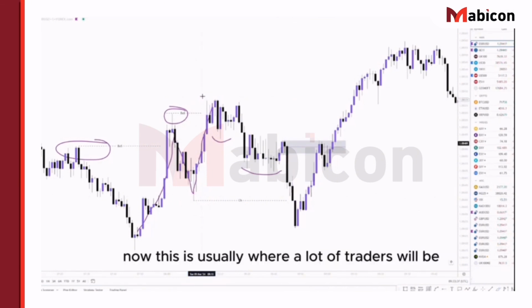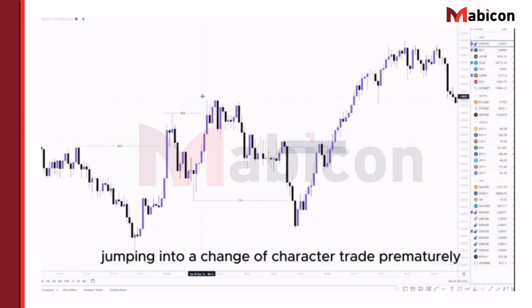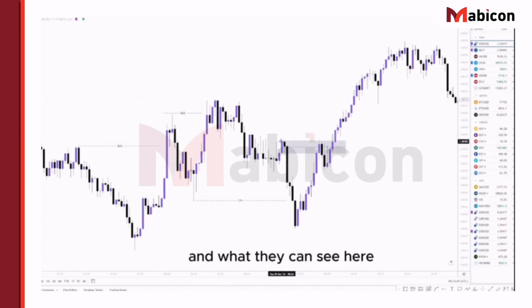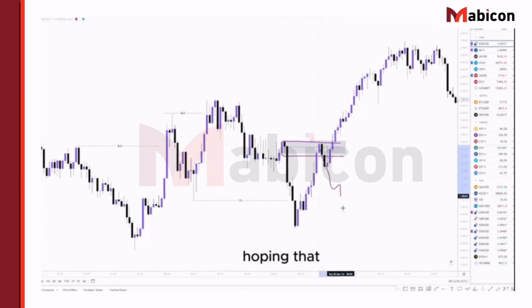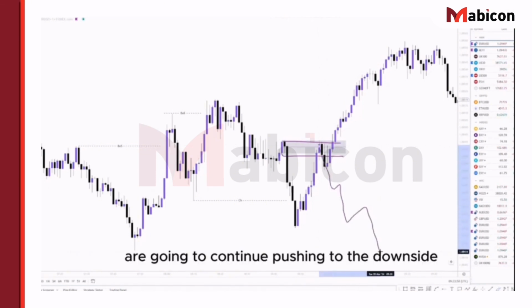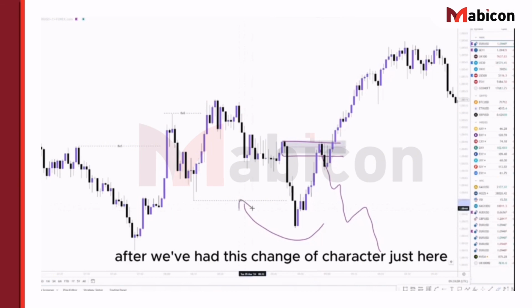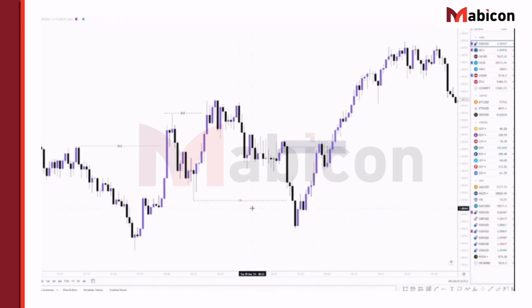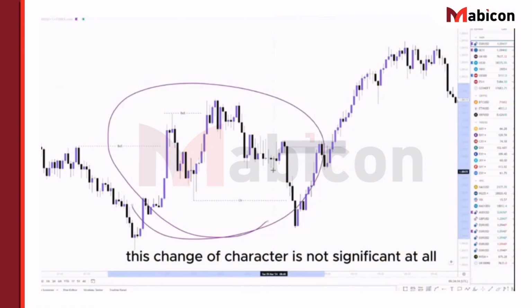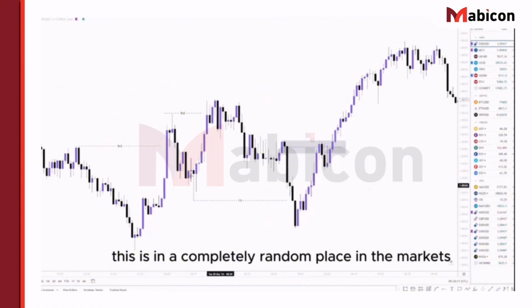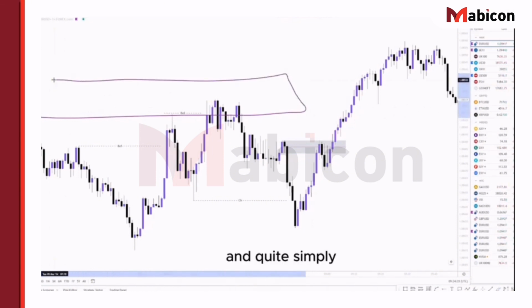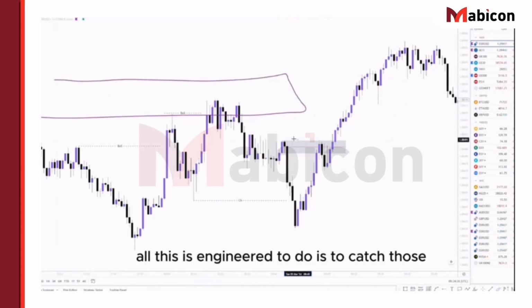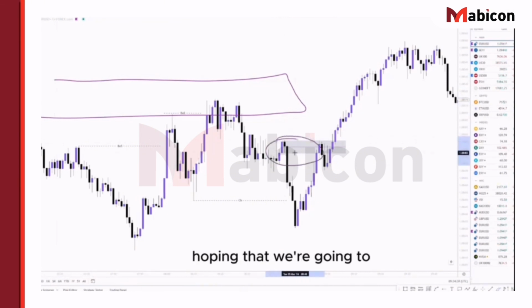Now, this is usually where a lot of traders will be jumping into a change of character trade prematurely. What they can see here is we do have an order block just here. And what they'll be looking to trade is the reaction from this order block, hoping that the markets are going to continue pushing to the downside after we've had this change of character just here. Now the problem with this one here is this change of character is not significant at all. This is in a completely random place in the markets. We have had no significant reaction to anything around this price level. And quite simply, all this is engineered to do is to catch those early sellers in the markets, hoping that we're going to push down from here.